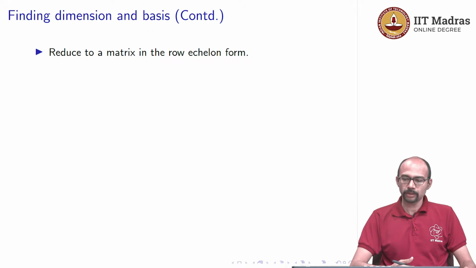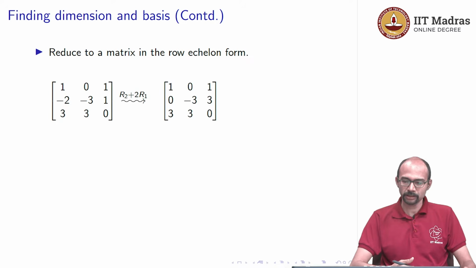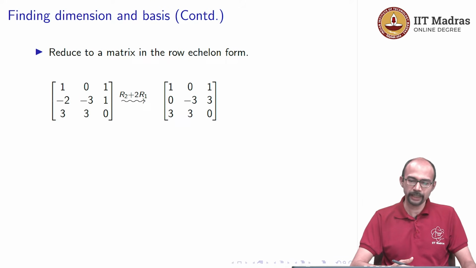Next, reduce this matrix to a matrix in row echelon form. We know how to do this. This is row reduction, so we have to use elementary row operations. The first thing to do is get a 1 in the earliest possible position. Here we have a 1 in the (1,1) position. So, use that 1 to sweep out all the entries in the first column below 1.